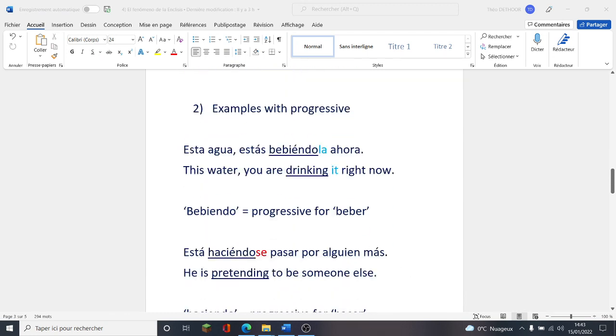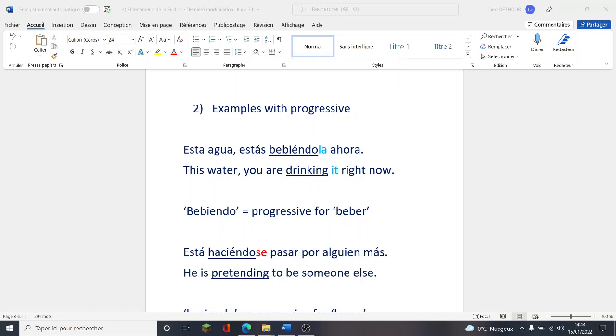The first one is esta agua, estás bebiéndola ahora. So this water, you're drinking it right now. So basically, here you have a progressive form, bebiendo, which is the drinking in English. The form was ing, and you need to stick the pronoun to those forms also. So basically, in English you have it, and it's separated from the progressive form. But in Spanish, you need to stick it at the end.